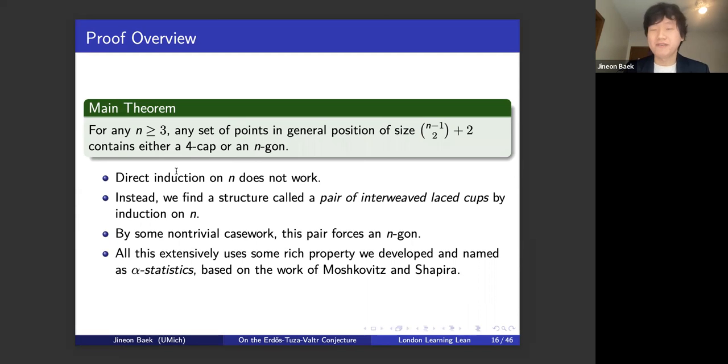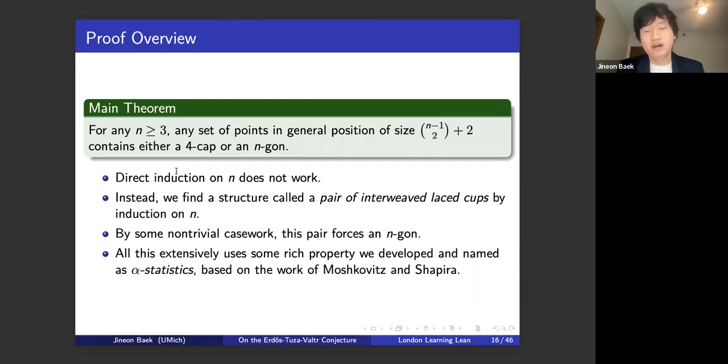So while it is a very, very small progress towards the Erdős-Tuza-Valtr conjecture, to me, the proof was not so easy. For the Erdős-Szekeres theorem, you can apply induction on it. But for this one, if you try to do direct induction on n, it doesn't work at all. So instead, I figured out that I need to find something called a pair of interweaved laced cups. And that thing I can prove by induction, and that takes the majority of the proof. And also with some non-trivial casework, this so-called pair of interweaved laced cups forces an n-gon.